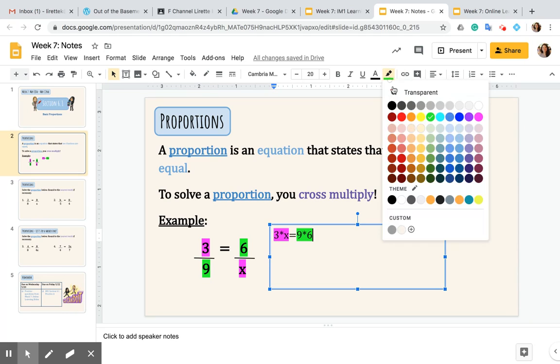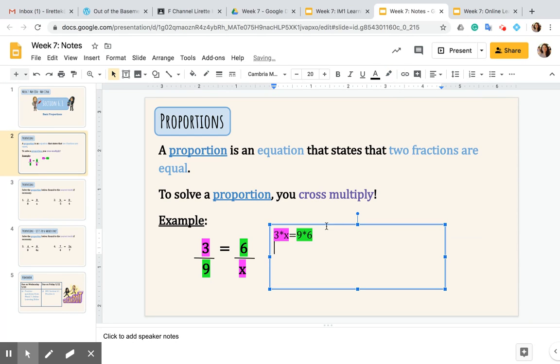Okay, so to solve this equation, I now simplify where possible. Well, 3 times x, I can simply write as 3x. 9 times 6, if I use a calculator, and I encourage you to do so, to double check your mental math, 9 times 6 gives me 54, okay? So this is where I'm at right now.